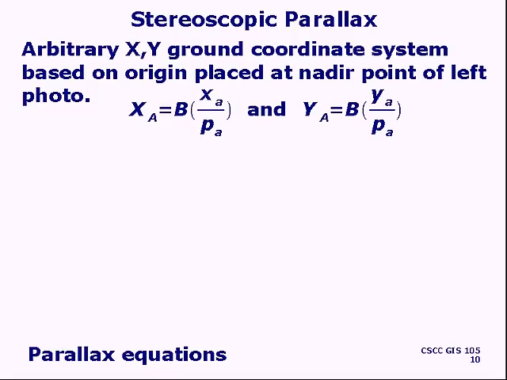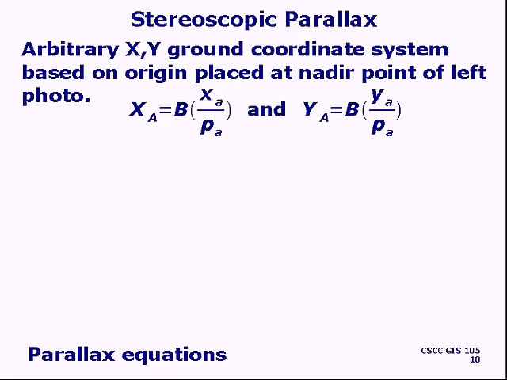So we take the photo base, multiply it by the ratio of the x-coordinate for point A divided by the parallax, and that's going to give me this arbitrary x for point A, an arbitrary ground x for point A. In essence, we're scaling it, but taking into account the parallax, because different points are going to have different parallax. And if we did this for multiple points, things would start to build in their three-dimensional geometric positions.